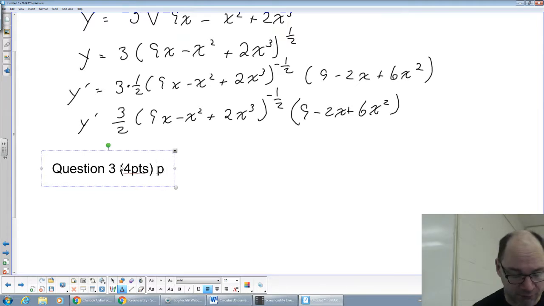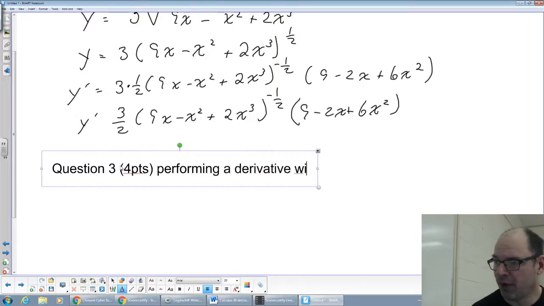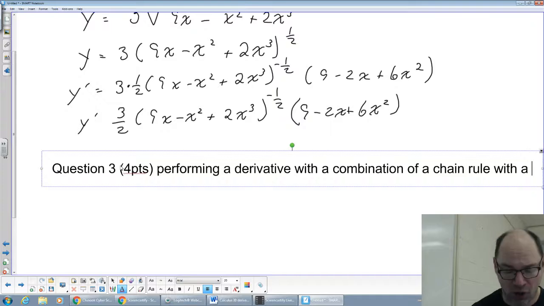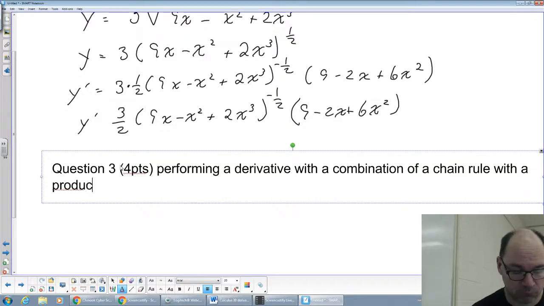Forming a derivative with a combination of a chain rule with a product or quotient rule.